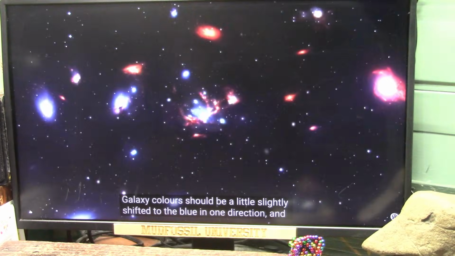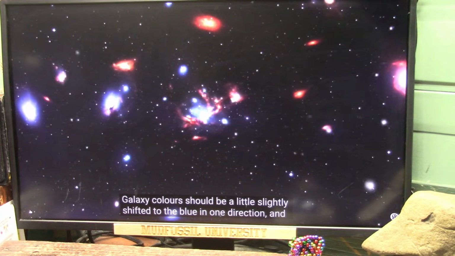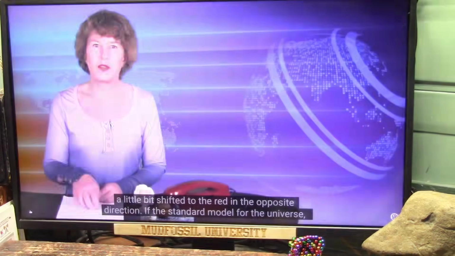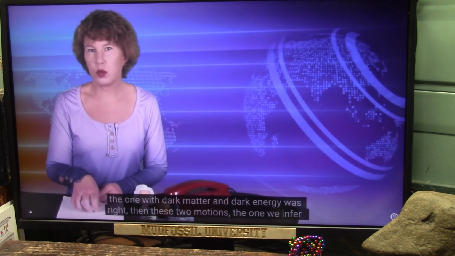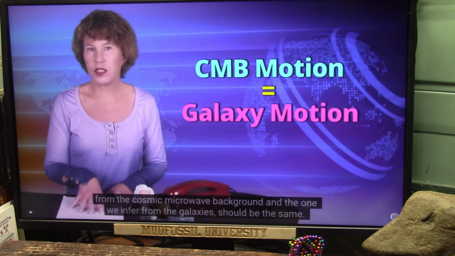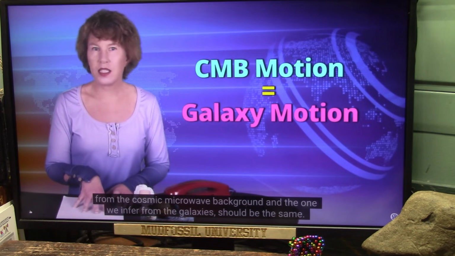We can also infer our motion from matter instead of radiation. Galaxy colors should be slightly shifted to the blue in one direction and a little bit shifted to the red in the opposite direction. If the standard model for the universe, the one with dark matter and dark energy, was right, then these two motions, the one we infer from the cosmic microwave background and the one we infer from the galaxies, should be the same.